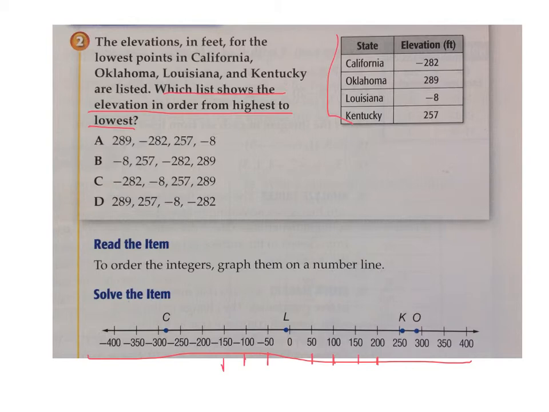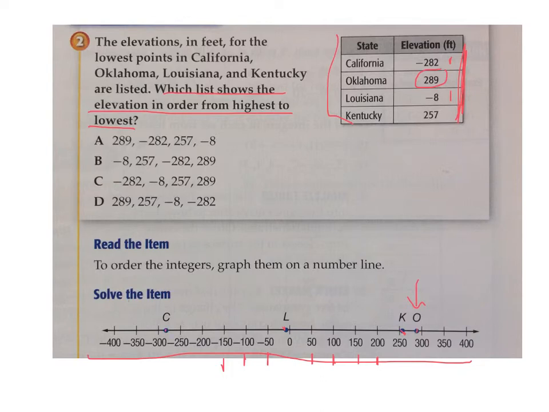And then you can see that the person who did this said, all right, let's take a look. Here's my Oklahoma, 289. Let's place that one. And they put an O here, and 289 is close to 300, so it's placed right there. And then Kentucky was 257, and that's pretty close to 250, so you can see it goes right there in the number line. And then we have Louisiana is going to be the next one at -8. And -8, on this number line, would be fairly close to 0. And then lastly would be California at -282. That's going to be way out there.